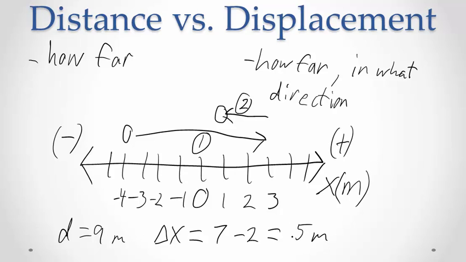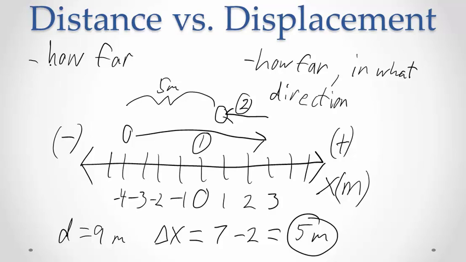Another nice shortcut for displacement is simply to look at how far you ended up from where you started. And you could ignore everything that happened in between. So if I started here at -4 and I ended at 1, that's a distance from here to here of 5 meters, which is identical to what we get by adding up those two values.